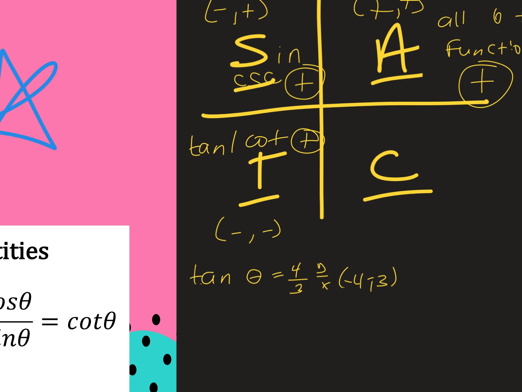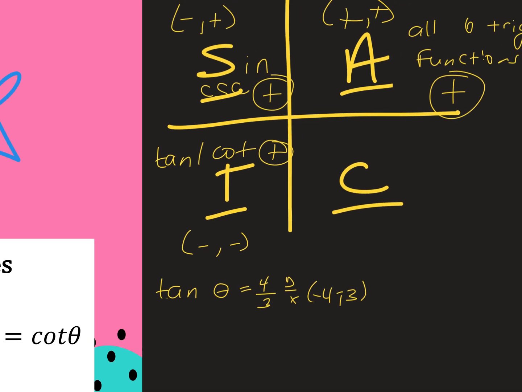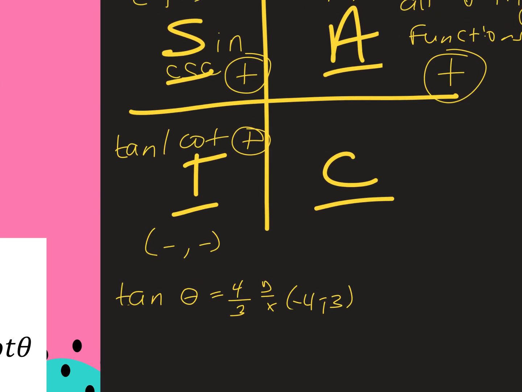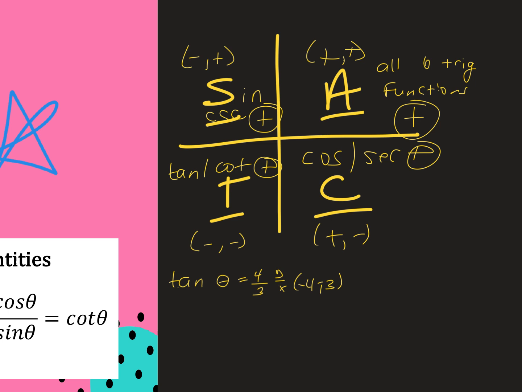That's why it is so important, guys, for you to know in each quadrant what the signs are for our x and y. In the fourth quadrant, what do you think is positive? Cosine and its reciprocal, secant. Those are positive. What are the signs here for x and y? Plus and minus.